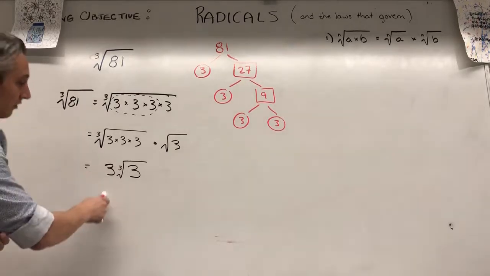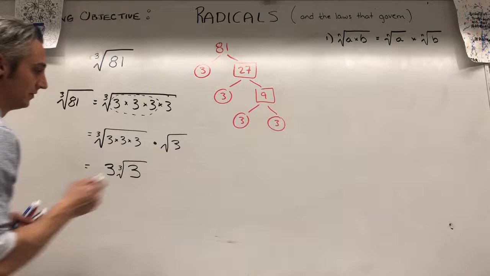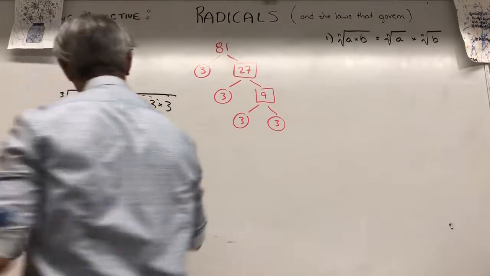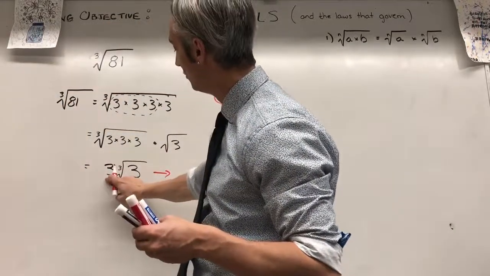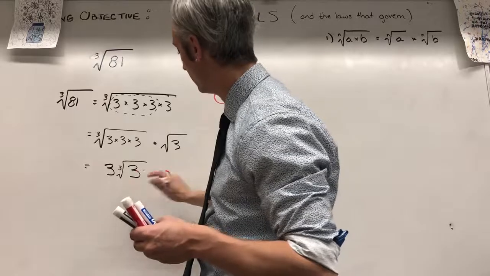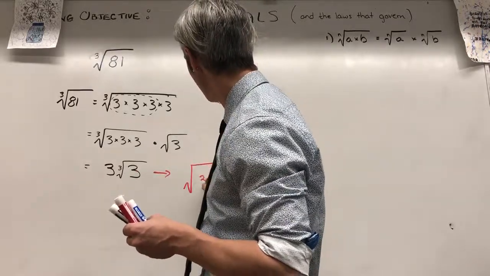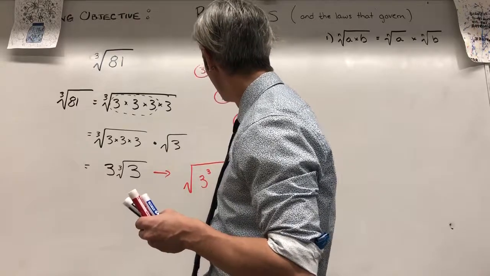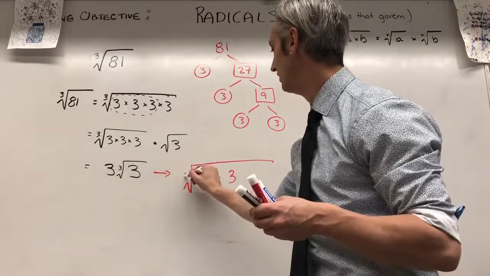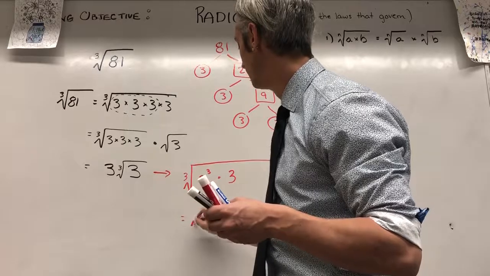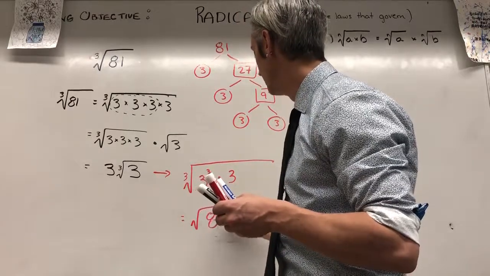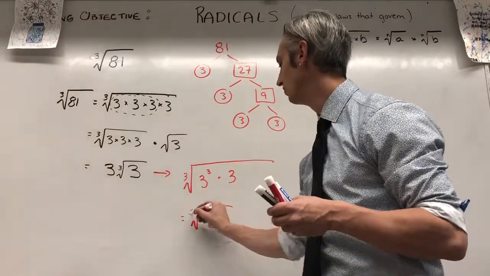And then if I wanted to convert this mixed radical into an entire radical, well, this 3 tells me that this has to be cubed in order to live in this radical. So I would have to essentially go 3 to the power of 3 times 3 in here, and then this would ultimately lead me to the cube root of 81.